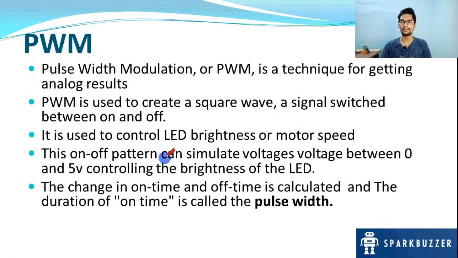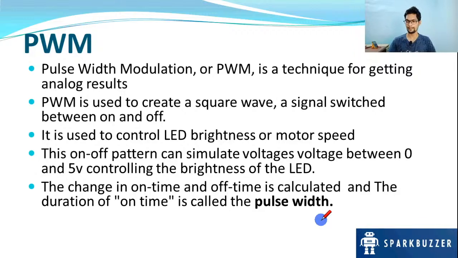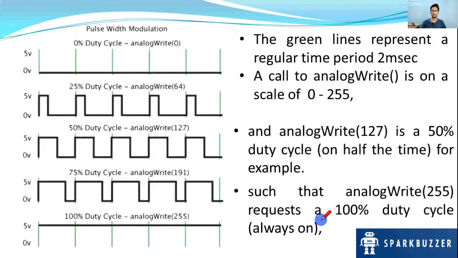PWM is basically the difference between the on time and off time, and the on time is called the pulse width. Here you can see this green line represents a period of 2 milliseconds, and if I call an analog value, for example analog write 64, the duty cycle will be 25%, and if I call 255, it is fully on, so the duty cycle will be 100%.